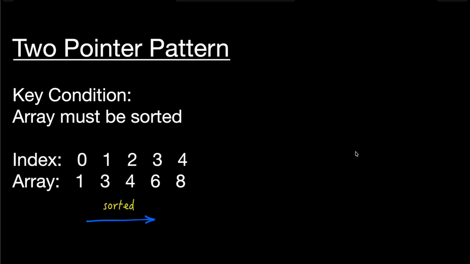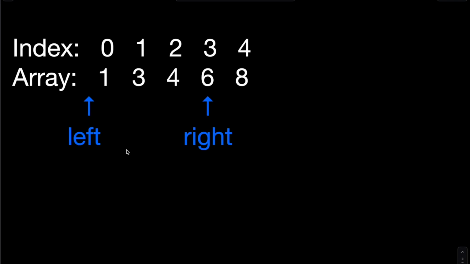Two-pointer works only when the array is sorted. If the array is not sorted, we sort it first. This condition is non-negotiable. Here, the array given to us is already sorted. Next, we place two pointers, one pointer at the beginning called left and one pointer at the end called right. Then we calculate the sum of the elements, and based on whether the sum is smaller or greater than the target, we move exactly one pointer.